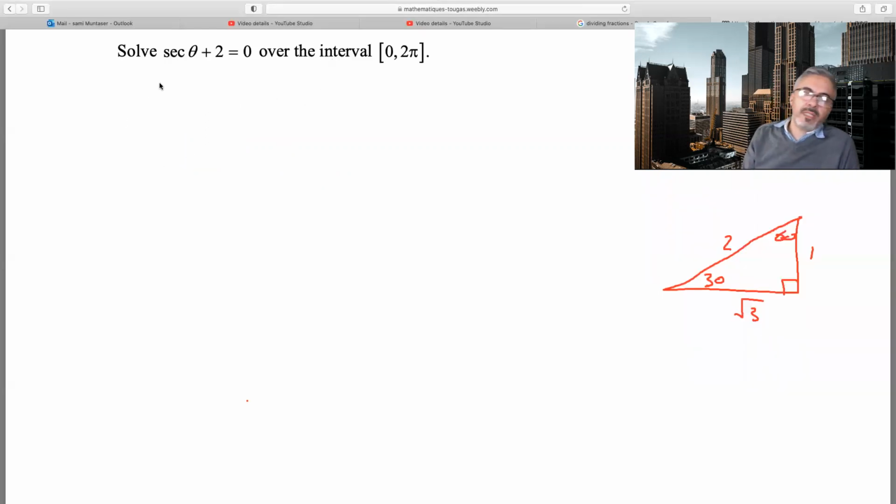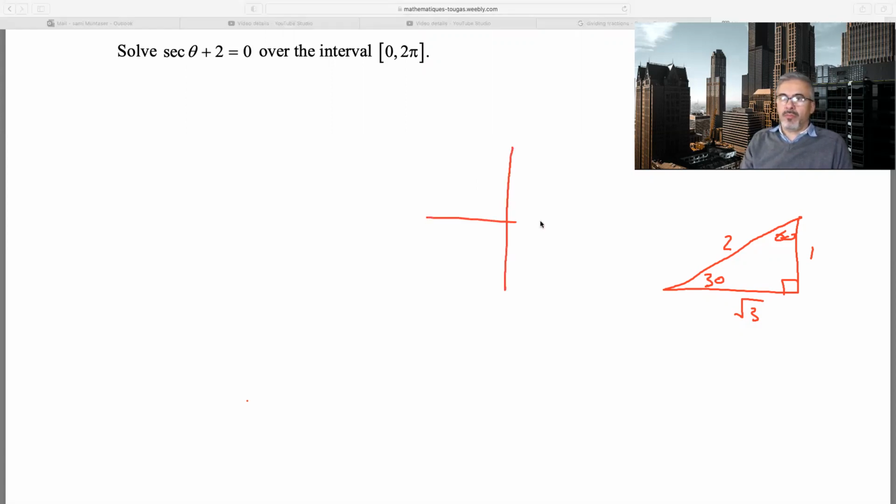So here's the trig question. Secant theta plus 2 equals 0. Find theta over the interval 0 to 2 pi. So that means 0, pi, 2 pi, pi over 2, 3 pi over 2. You have to find your angle in this range right here, or this domain. So first thing, let's solve for secant theta first. So secant theta would equal -2 by moving the 2 to the other side.